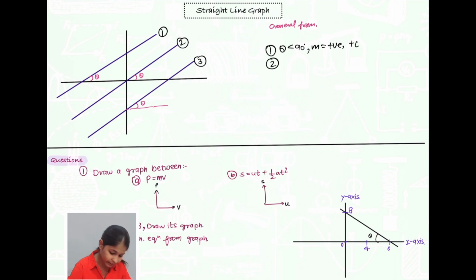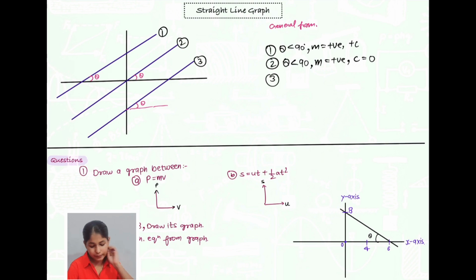In case of second, you can see the theta is less than 90 degree, but it is intersecting the y-axis at origin. So what can I say, that the value of c will be 0? Yes. Theta is less than 90 degree, m is equal to positive, and c is equal to 0.